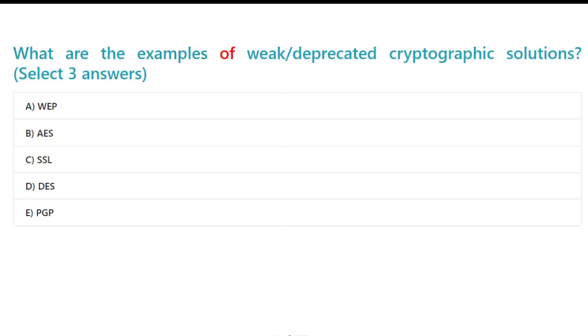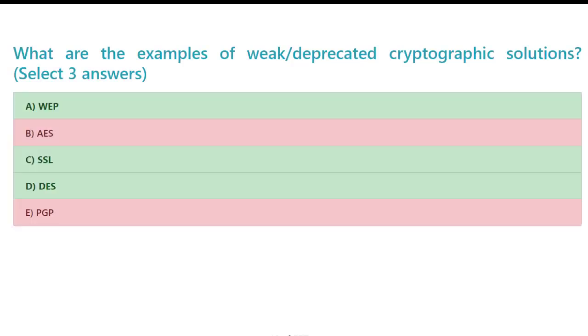What are the examples of weak or deprecated cryptographic solutions? Select three answers. A. WEP. B. AES. C. SSL. D. DES. E. PGP. The correct answers are A. WEP. C. SSL. D. DES.